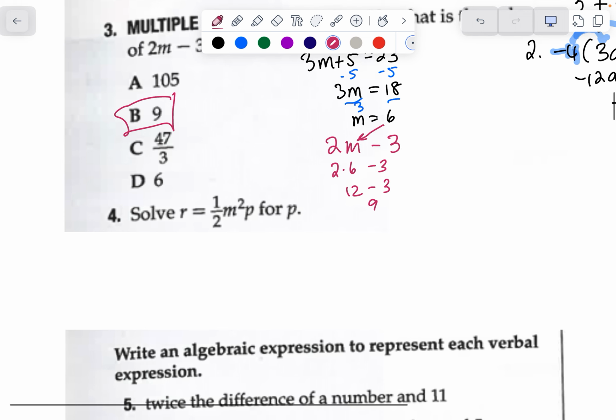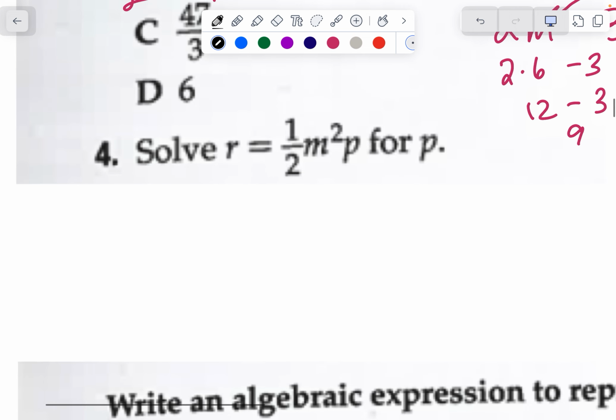Okay, let's take a look at number 4. It says solve r equals 1/2 m squared p for p. Now, we're going to have one like this on the test. It is your job to get that p value by itself. So this is the best way to approach it. Look at the other things that are touching it. If that was a number, what does that mean? Is it multiplying? Is it adding? Is it subtracting? What is it doing?